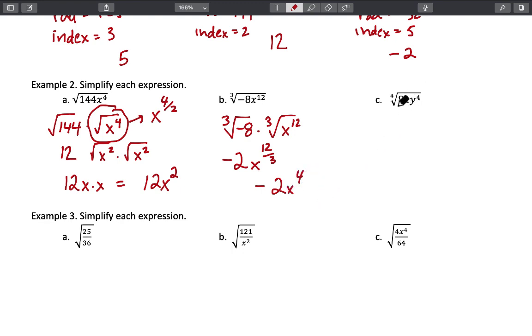For our next example here, we've got the fourth root of 81 times the fourth root of y to the 4th. That's going to simplify down to 3y.